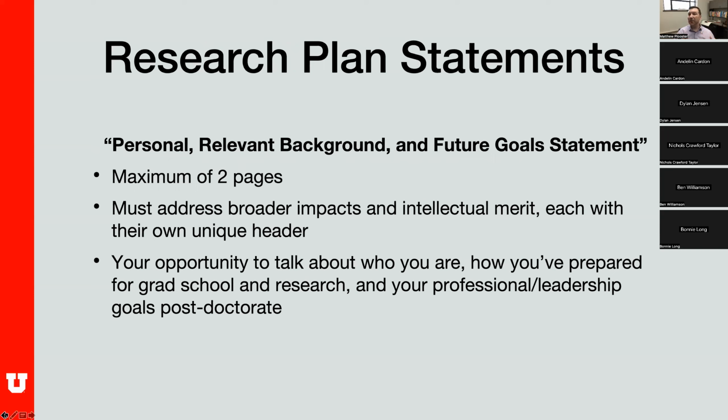Okay, now diving into research plan statements. Your personal, relevant background, future goals statement, and I apologize, I should say research. This is a maximum of 2 pages. Your personal statement is going to be 3 pages, but your research plan is 2 pages. Be sure to remember that distinction, 2 pages versus 3 pages. Single space, 12-point Times New Roman, 1-inch margins, etc. So the standard here, except unlike the papers you turn in for your classes, this is single spaced.